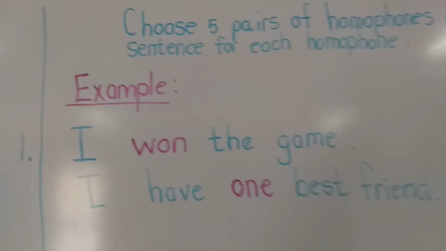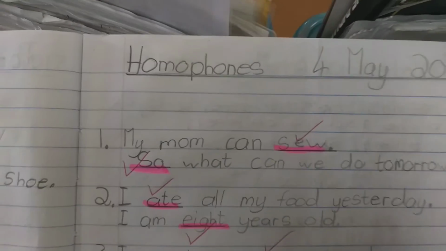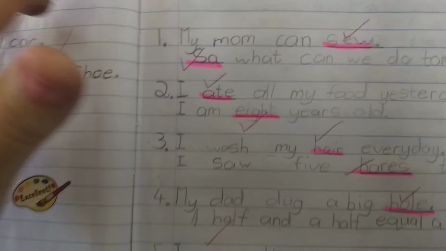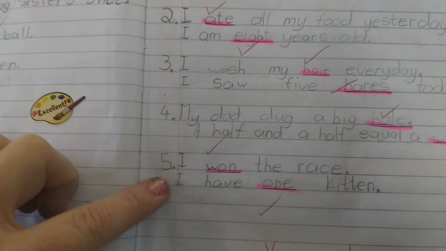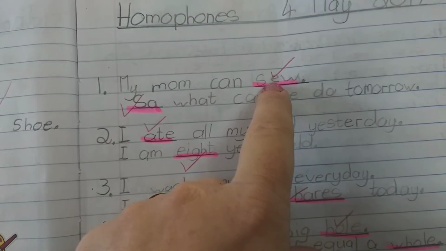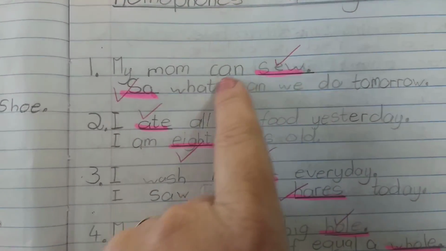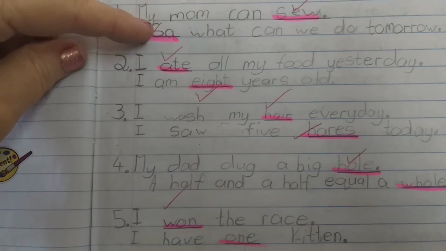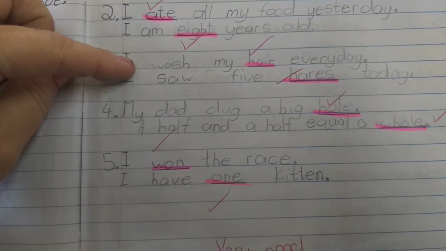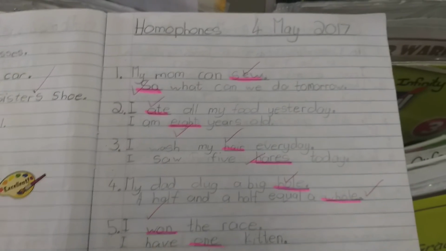homophones. Just to recap, we're going to be doing homophones in the book, and you're doing 5 pairs. You're going to put each one of those homophones in a sentence of its own. So you're going to end up with 2, 4, 6, 8, 10 sentences all together.